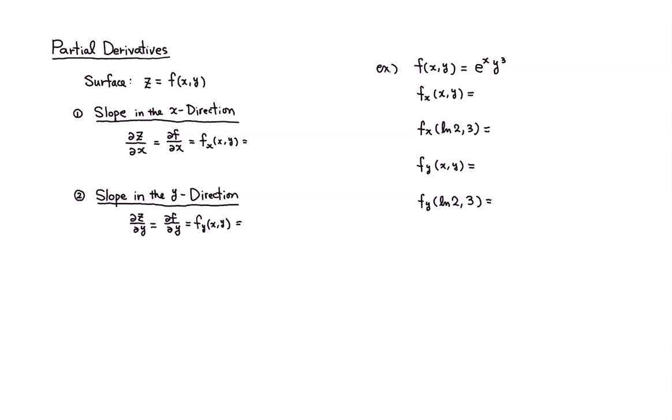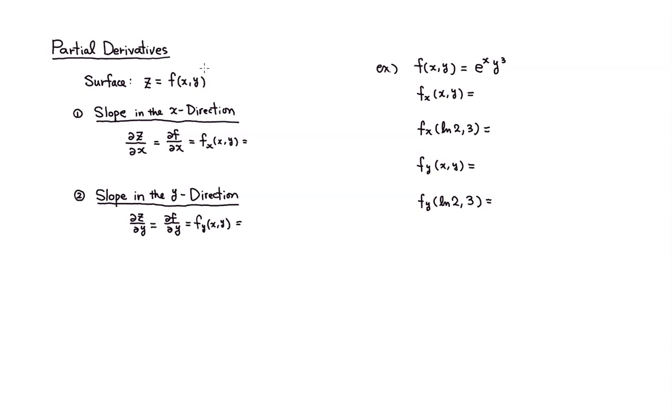All right, let's look at partial derivatives. Let's say you have a function of two variables, z equals f of x comma y. Remember that the derivative tells you about the slope of a tangent line, or the slope of a curve. If you sketch the graph of z equals f of x comma y, it's going to form a surface in three-dimensional space.